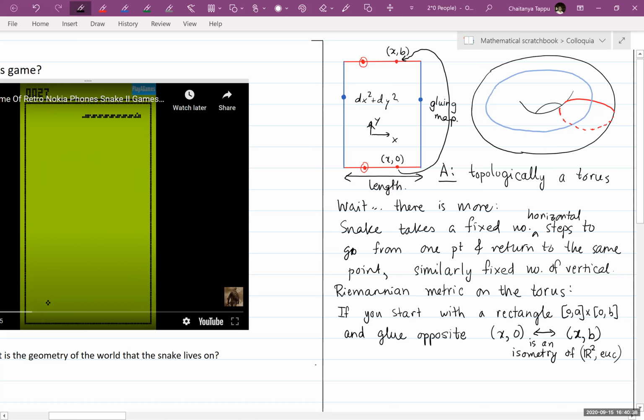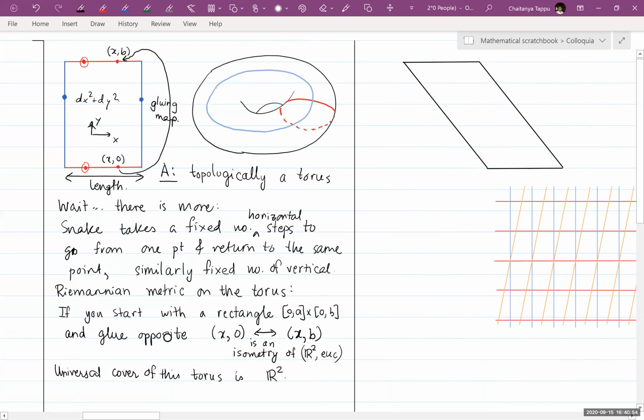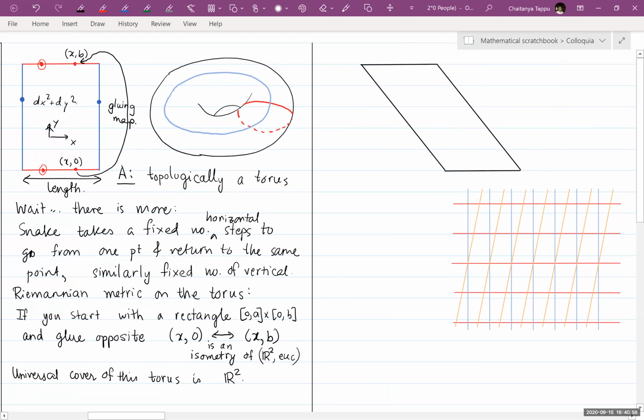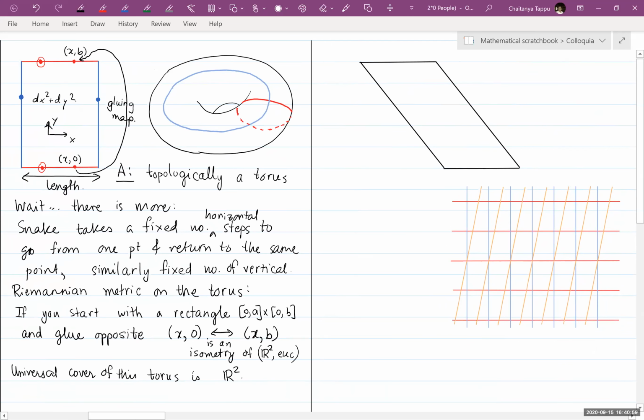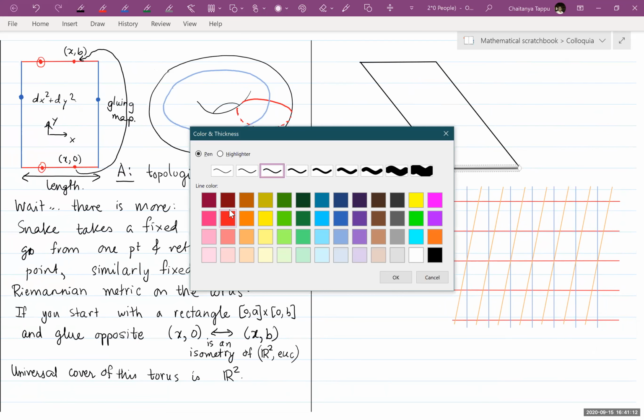Okay, so another thing is that the universal cover of this torus is R2. Okay, so what if you started with some other sort of shape and glued opposite sides together? So I have something over here, and what if I glue these opposite sides.